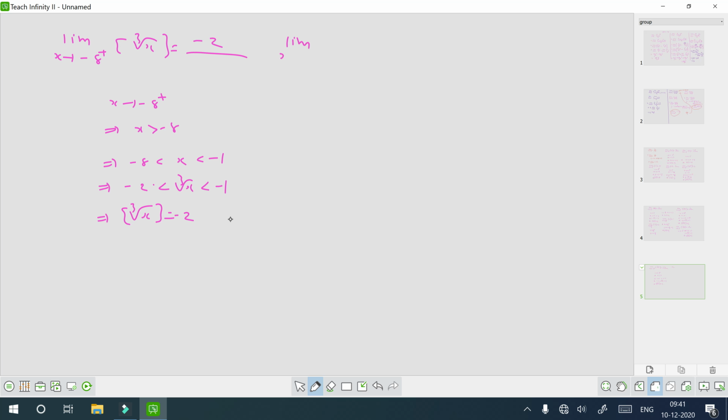Next one, let us see, limit x tends to minus 8 minus, integer part of cube root of x is equal to what? Sorry, x tends to minus 8 minus means x is less than minus 8. So here cube root of x less than minus 2. So here there should be minus 27. So you get minus 3 to minus 2, successive integers. So integer part of this cube root of x is equal to minus 3. So here the answer is minus 3.